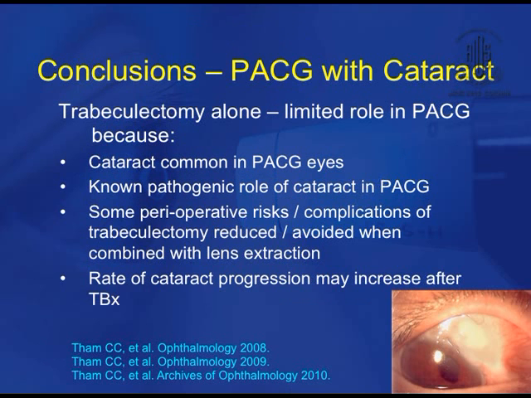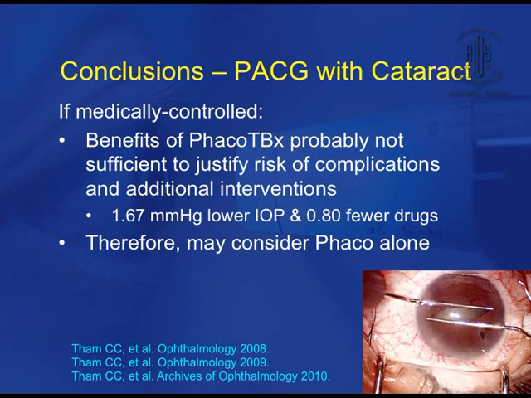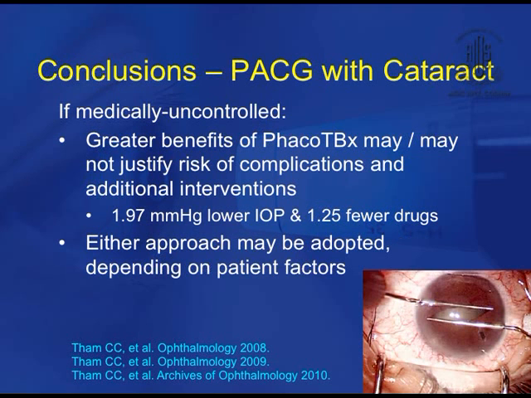So I think at this juncture, with the results available, I would conclude that in cases with PACG and coexisting cataract, doing trabeculectomy alone has probably a limited role for the reason that these cases already have visually significant cataract, and we know that the cataract is involved in the pathogenesis of PACG. Furthermore, after trabeculectomy alone, we are well aware that the cataract will progress. If the situation is medically controlled, then I think probably the benefits of combined surgery is not sufficient to justify the risk of complications and the additional interventions. And so in this situation, you might consider doing cataract extraction alone.